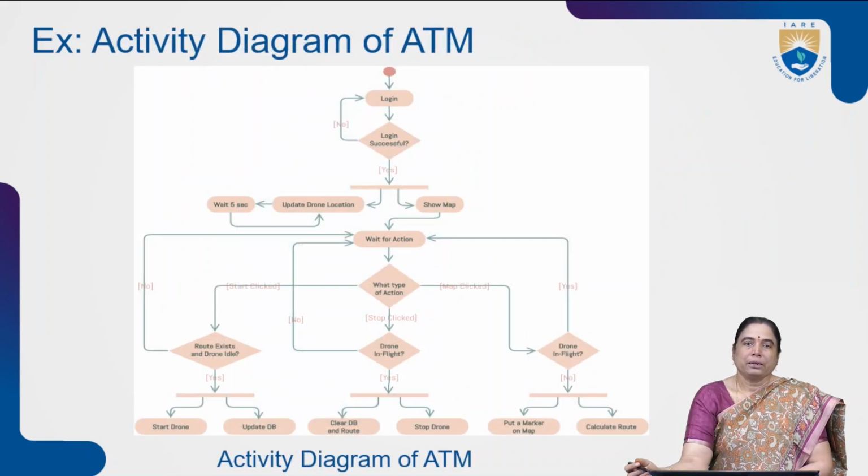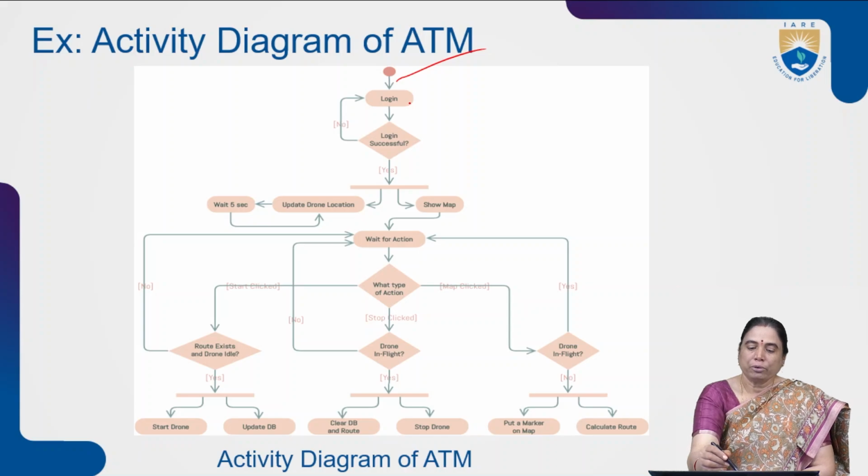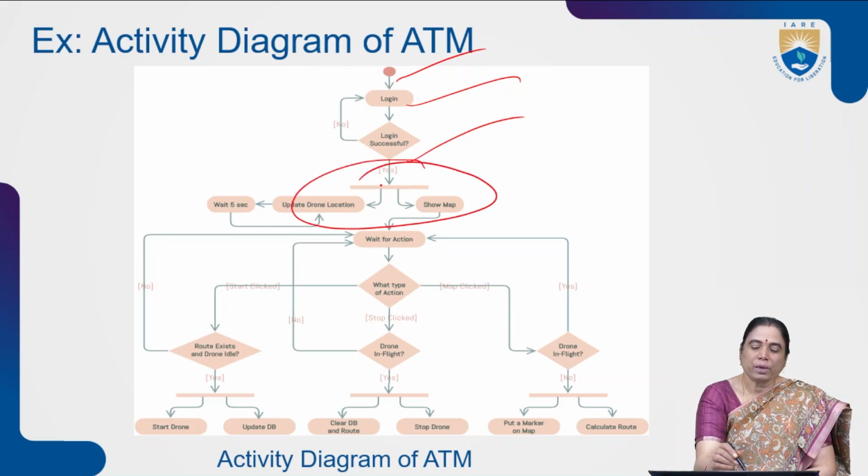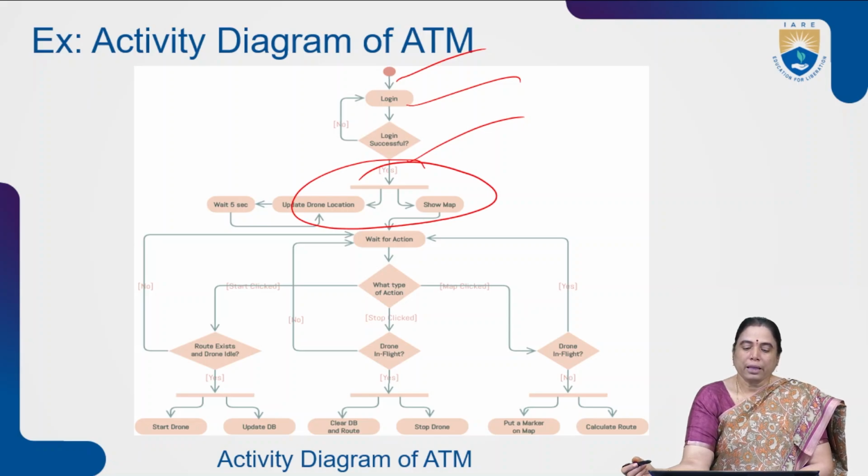Another diagram that is used in scenario based elements is the activity diagram. Consider an example of an activity diagram of an ATM. Here this is representing the starting point of the ATM system. The user first must log into the system, and after a successful login, only then can he access the features of the banking software. So here he can update the drive location, show the map, and location based access can also be used while accessing the ATM.